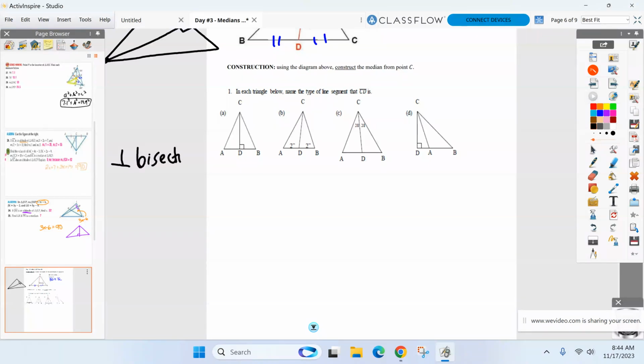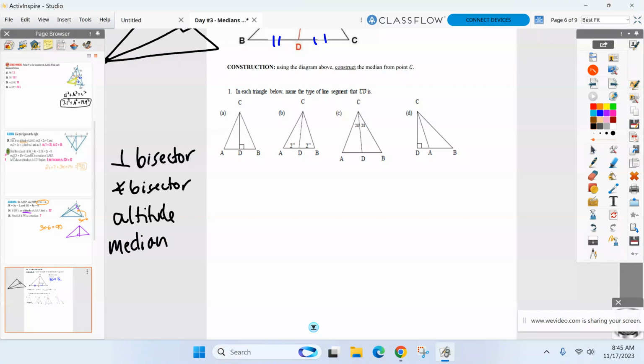Is it a perpendicular bisector? Is it an angle bisector? Is it an altitude? Or is it our new one here today, median? Do not think all 4 are going to be used. You choose the best one. Just because you get to D and you're like, oh, I haven't used this one yet, doesn't mean it's right. You pick the best name for it. Not all 4 may be used.